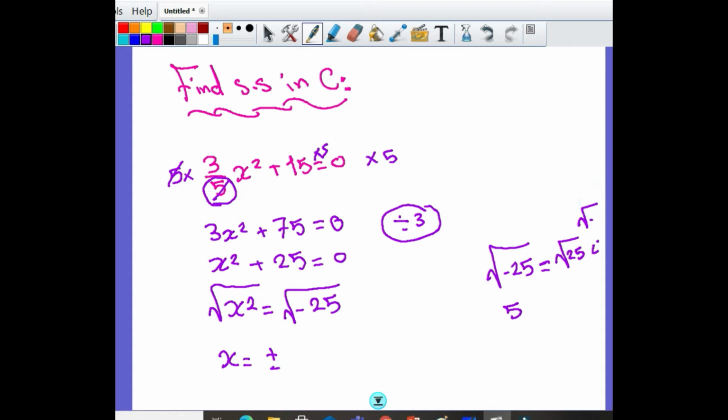هي روت نيجاتيف 1، روت 25 i اللي هي روت 25 ملتبلاي روت نيجاتيف 1. طب الروت 25 هتطلع 5، يبقى الانسر 5i. تبقى هنا الفاينل انسر السولوشن سيت بتاعتي هتبقى 5i and negative 5i. So the solution set will be 5i and negative 5i.